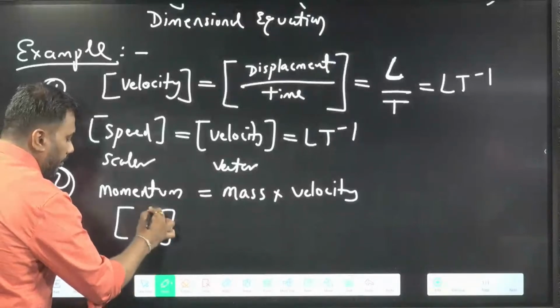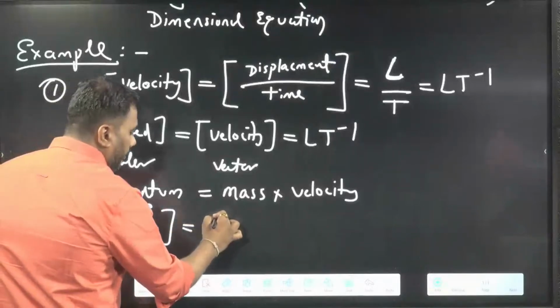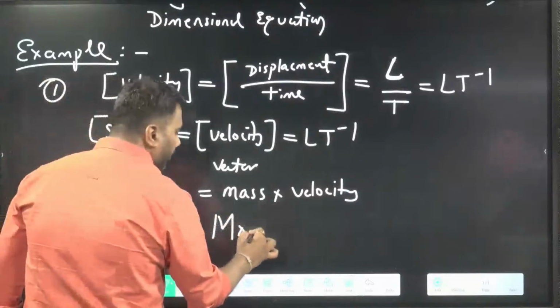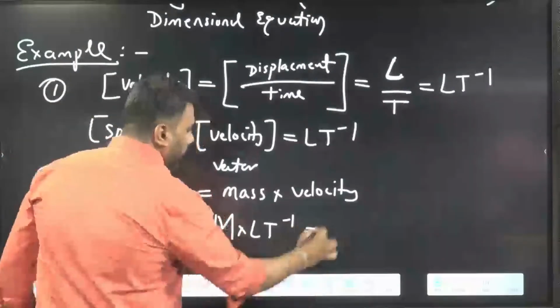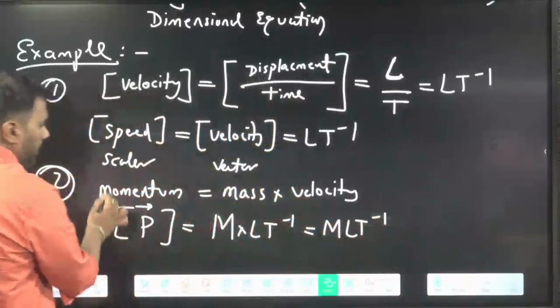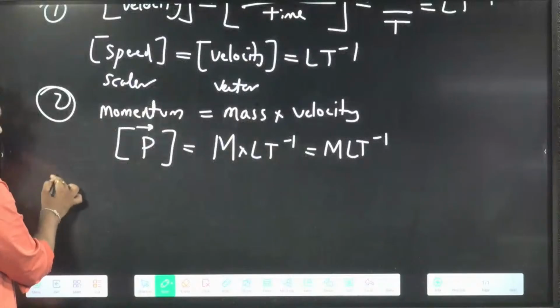Momentum is represented by P vector. It will be dimensions of mass. Mass is represented by symbol M. Dimensions of velocity, which is LT minus 1. This will be MLT minus 1. In this way, we can find out many dimensions.